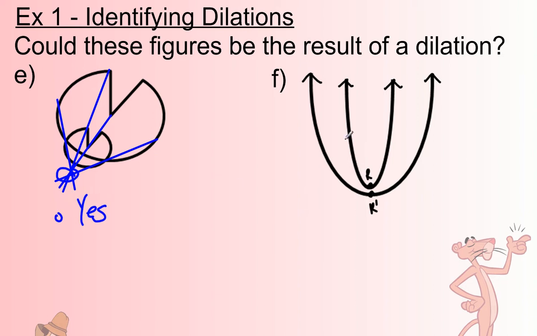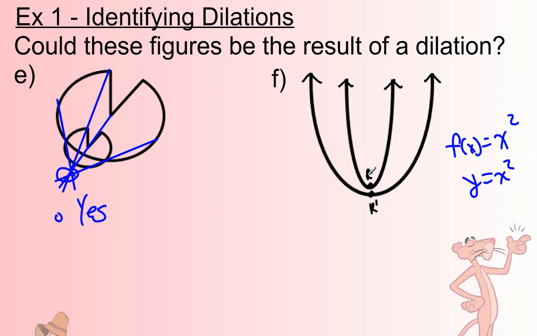Okay. What about this letter F? This is a parabola. It comes if you graph the function f of x equals x squared, or y equals x squared. So, is this the result of a dilation? The two shapes don't look the same. I mean, if I pinched and zoomed, I don't know if I could get from one to the other. This outside one looks wider than the inside one. But the answer here is actually a yes.